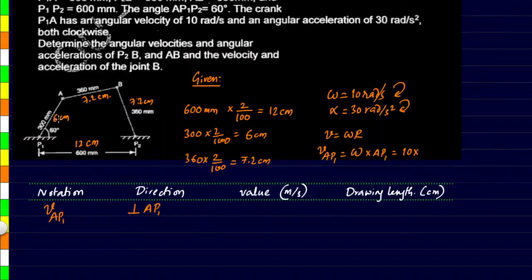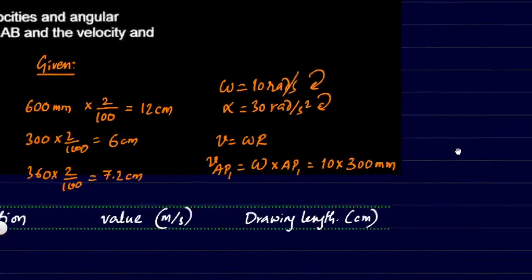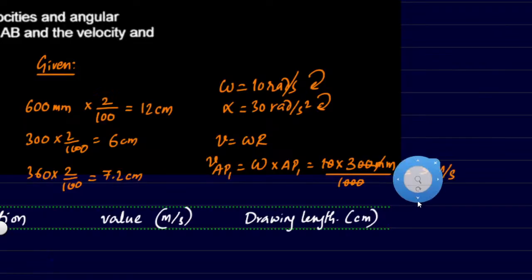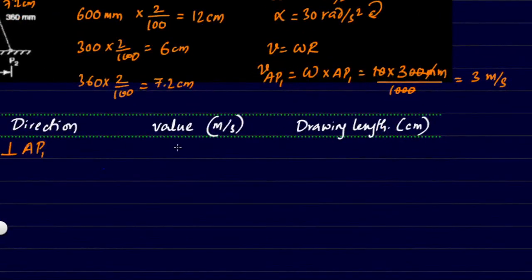Omega is given as 10, and for the length AP1, as I told before also, we should not take the drawing lengths when we are finding velocities. We should take the actual length, which here is 300 mm. Milli means 10 power minus 3, which means divided by 1000, so all three zeros will cut down. We will get the velocity as 3 meters per second.